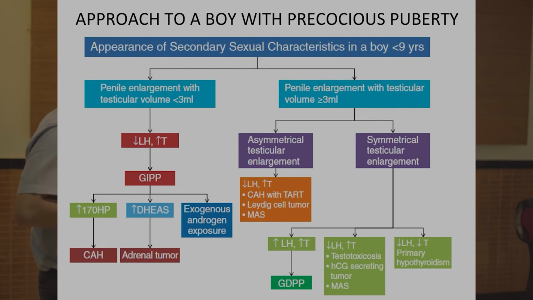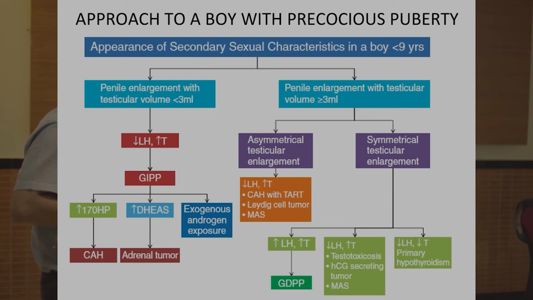If the testicular volume is more than 3 ml, and the patient may have penile enlargement, look for symmetrical or asymmetrical enlargement. If it is asymmetrical enlargement of the testes, it can be seen with a testicular tumor or TART. TART is testicular adrenal rest tumors. Patient can have a Leydig cell tumor, patient can have a Sertoli cell tumor.